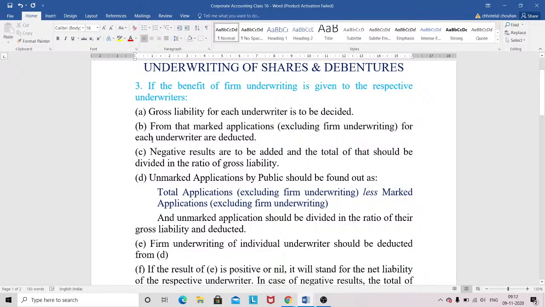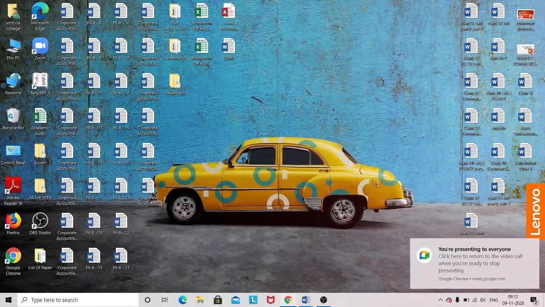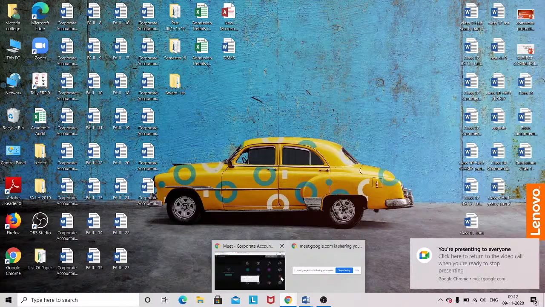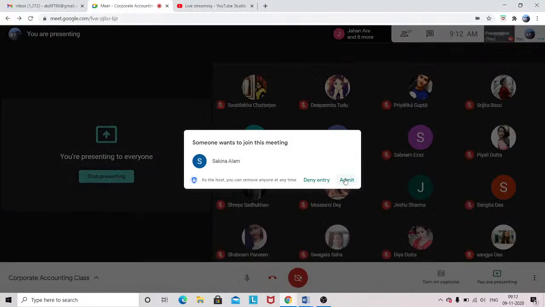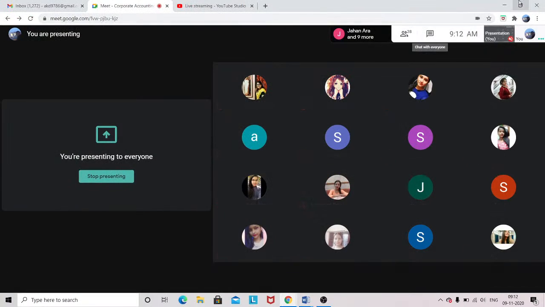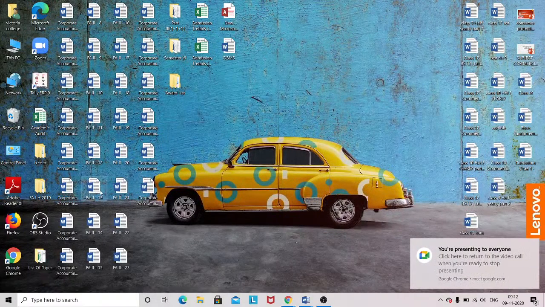Okay, now here it is the third method where they have mentioned if the benefit of the firm underwriting is given to the respective underwriter. Okay, now I'll show you something. Just wait. Let me show the previous class once, otherwise it will be confusing.